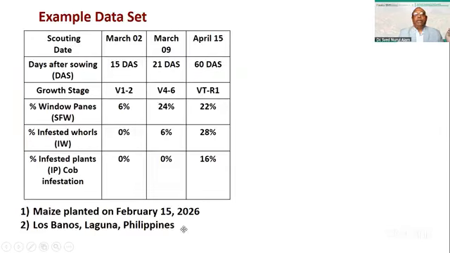Like in Los Baños, Laguna, we have maize planted on 15th February, this last 15th February. So within 15 days, we have to start our monitoring and especially scouting. Maybe on 15th March, the first scouting will be done. That is at 15 days, the growth stage maybe V1 or 2. And the window panes, SFW maybe 6%, IW 24%, IW maybe 0, and infested plant maybe 0.